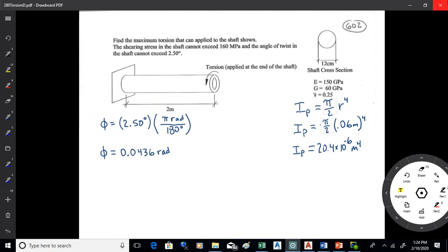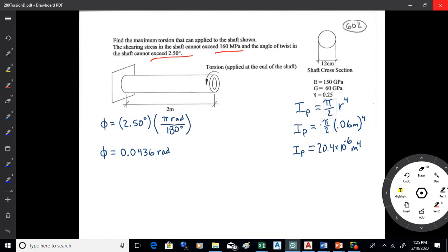All right. This next one here. We good? So 602, this is the same sort of thing, but now instead of saying, okay, I know what the torsion is, what's going to happen to the shaft, now I'm saying, well, here's what I can tolerate, okay? I can tolerate 160 megapascals of shear, and the twist angle can't exceed 2.5 degrees. How much torsion can I apply? So it's the same equations, you just have to solve them for the torsion now, is what you would do with this.